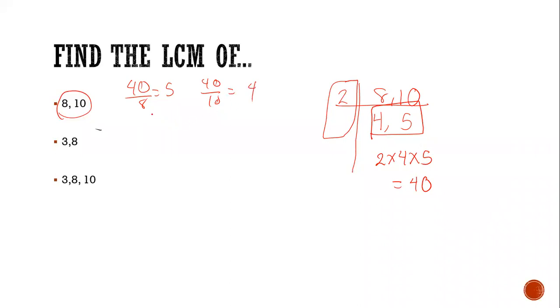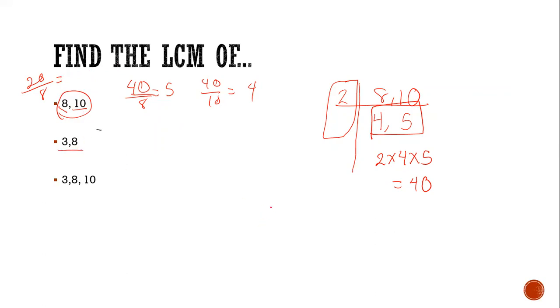So the LCM of 8 and 10, the lowest number that can be divided by both 8 and 10, is 40. If you go lower than 40, you won't really find any number. 20 can't be divided by 8 completely. What else? 30 can't do that either.